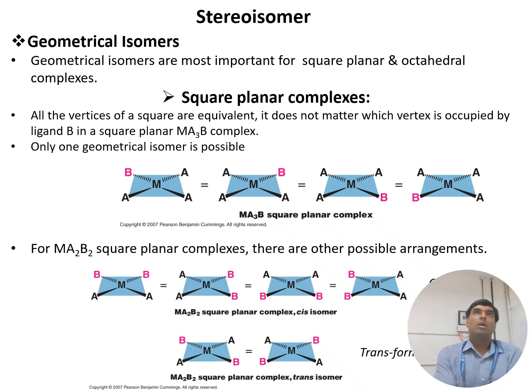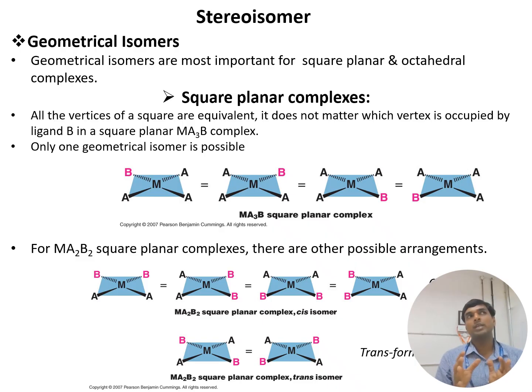Now, let's talk about stereoisomers. Stereoisomers basically depend on how the complexes behave in three-dimensional projection. For example, square planar complexes. In a square planar complex, the angle between the ligands is 90 degrees. For MA3B, we cannot get any geometrical isomer.